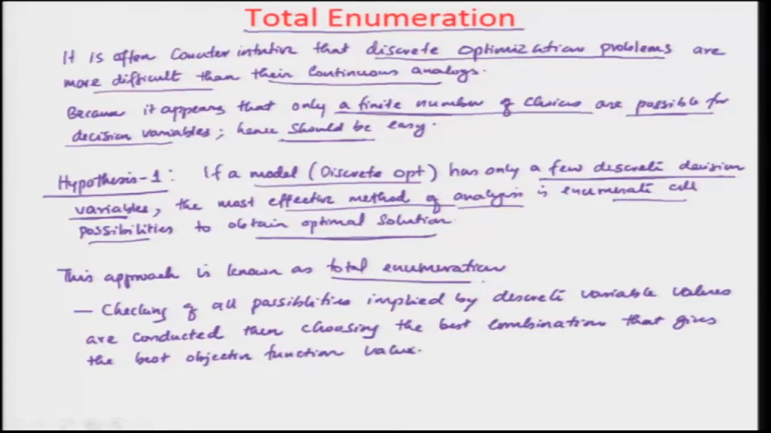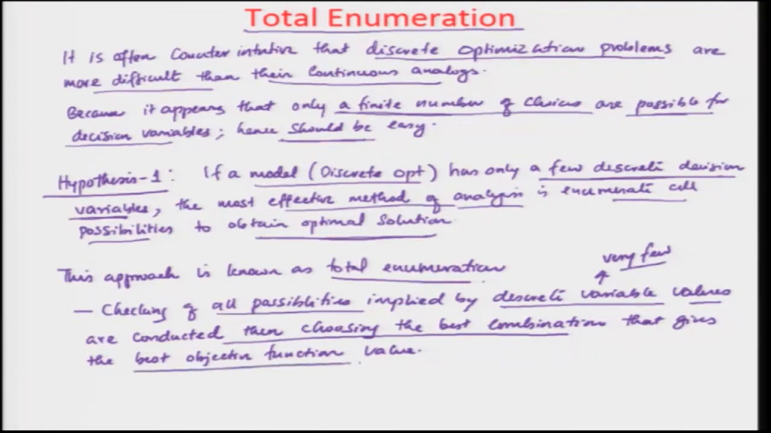So, what you are trying to do here is, you check all possibilities implied by the discrete decision variables. Remember, these are very few in number. You find out all the values they can take. Then you choose the best combination that gives the best objective function value. That is the idea. Fine. So, let us look at a simple example of total enumeration.